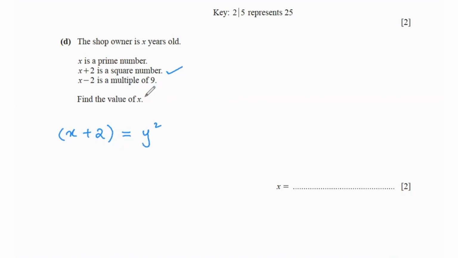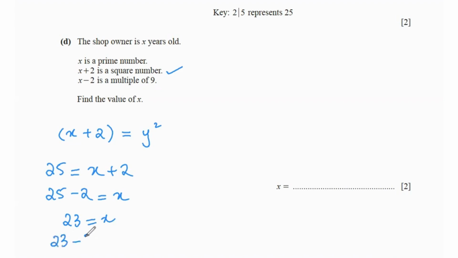So we have to pick a number which is square. When you subtract 2 from it, it should be a prime number. If we use 25, 25 is x plus 2. And 25 minus 2 is 23. It meets the first condition, that it is a prime number. But if we subtract 2 from it, it gives us 21, which is not a multiple of 9. So 25 is not the right option.